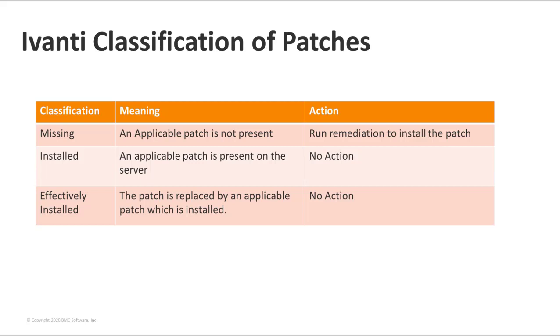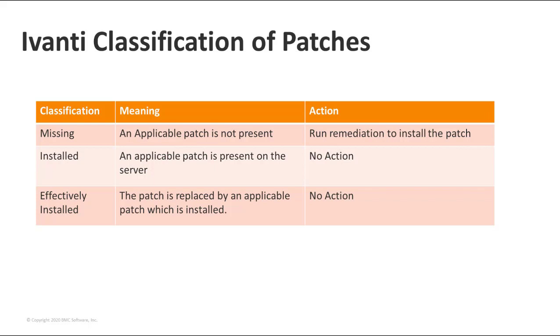Before we go further, let's take a moment and talk about how Ivanti classifies patches during this scan. There are three classifications: missing, installed, and effectively installed. The patches that are applicable on the host but are not installed on the server are classified as missing patches. The patches that are applicable and are installed on the server are classified as installed patches.